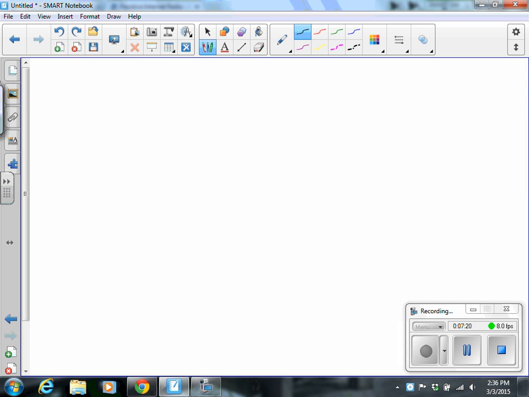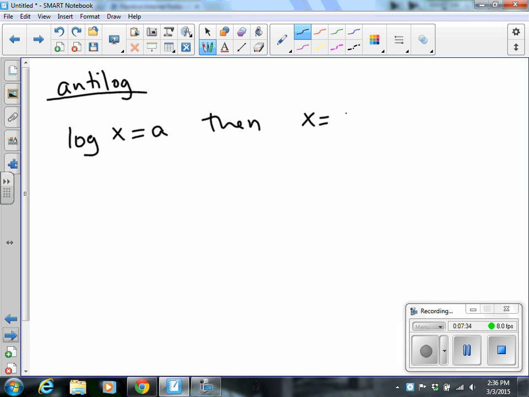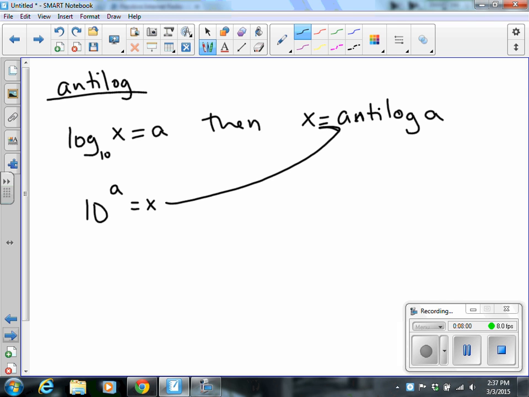All right, and the last thing we've got to talk about is an anti-logarithm, or an anti-log. So what this means is if I have the log of x equals a, then x has to equal the anti-log of a. All right, so let's work over here with the left. We know that this is to the base 10. So let's write it in exponential form. Exponential form gives me 10 to the a equals x. Well, going into this exponential form is what your anti-log is.